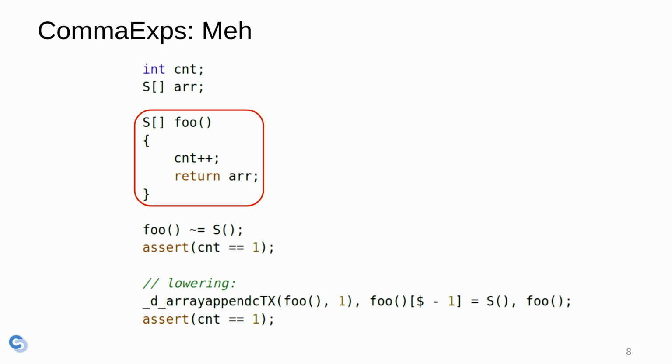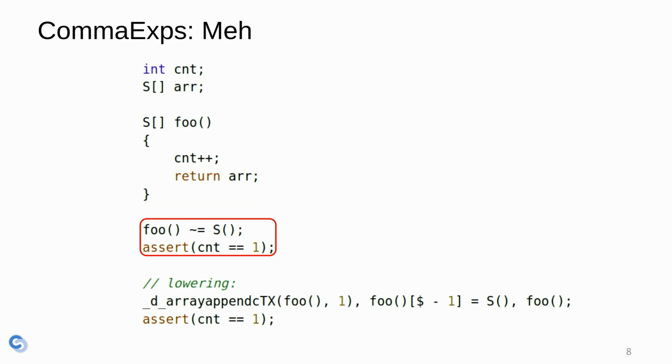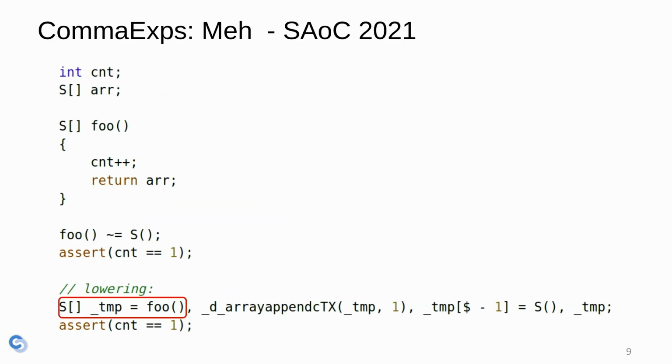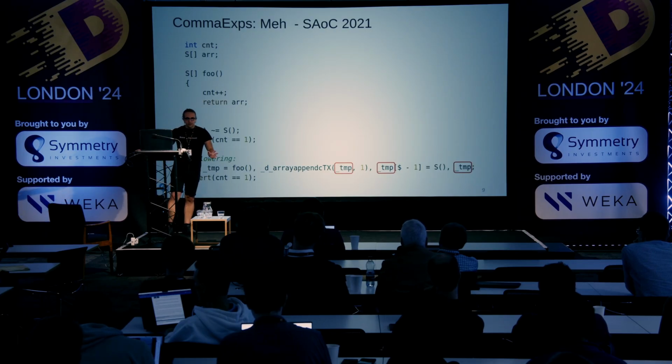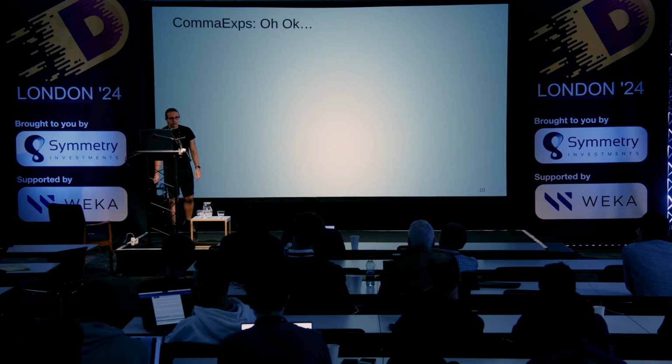The solution here is to just save the result of this foo function into a temporary, like this. So first you save it, you call the function once, you have the pointer to the array stored in that temporary, and then you just use that temporary wherever you need it, and then it's fine. Okay, this is not particularly interesting, but things will get interesting from here.